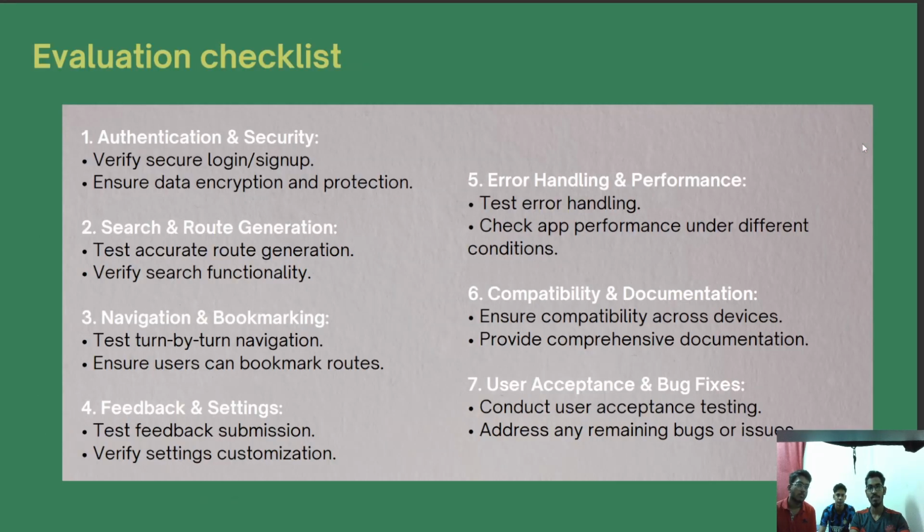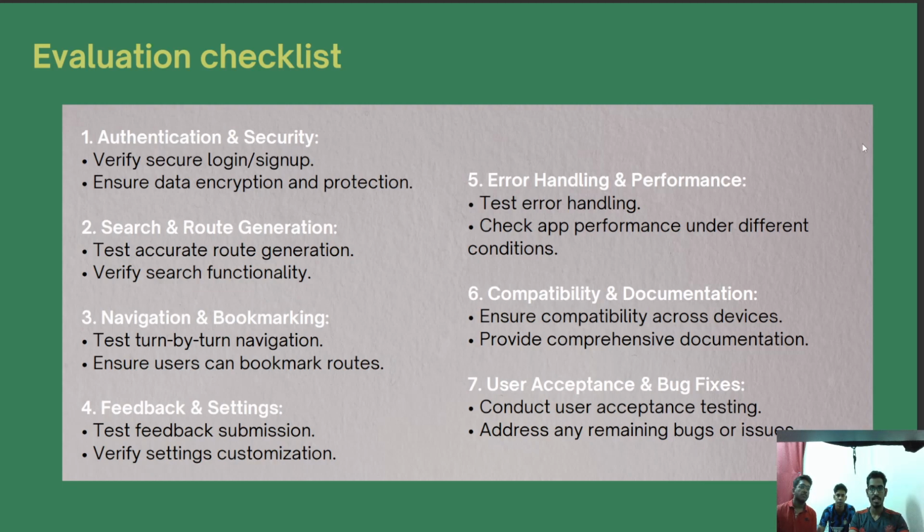So next up we have the evaluation checklist. We have seven steps there. First is authentication and security. We verify secure login and sign up, and ensure data is encrypted and protected. So, it's for the user's safety. Next we have search and route generation. We need to test accurate generation and verify search functionality.